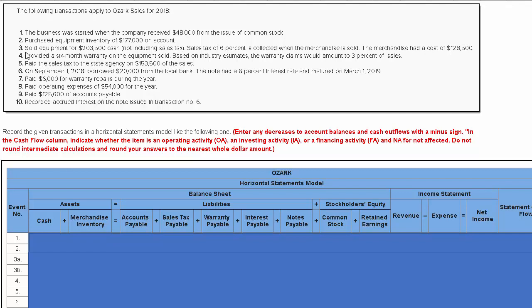Let's take a look at number 3. 3 says we sold equipment for $203,500 cash, not including sales tax, and sales tax of 6% is collected when the merchandise is sold. The merchandise had a cost of $128,500. Okay, so we're in the business of selling equipment. We know that because we have sales and they indicate that it's merchandise. All right, so we've got to do some work to figure out how much cash we actually collected. It's $203,500 plus the 6%.